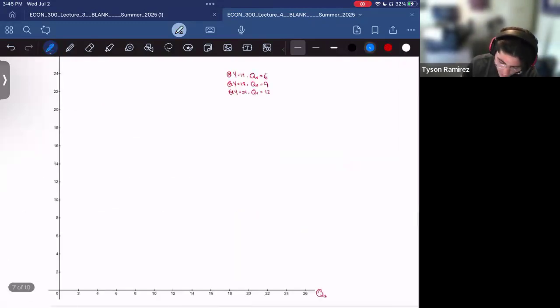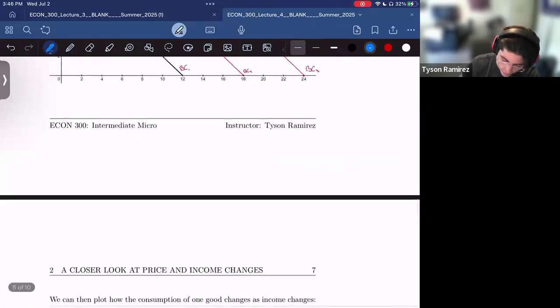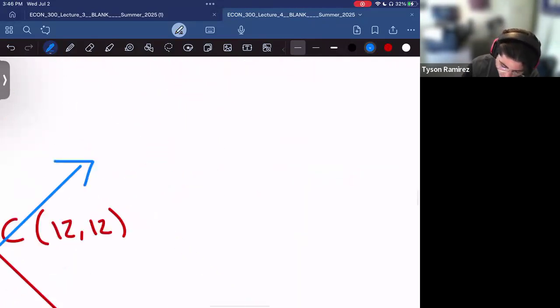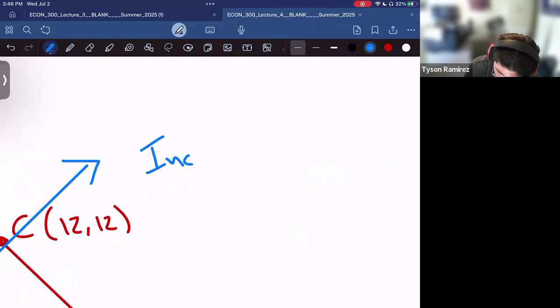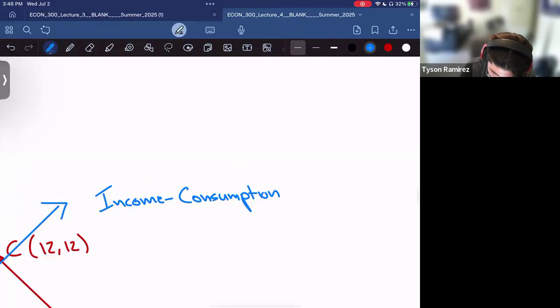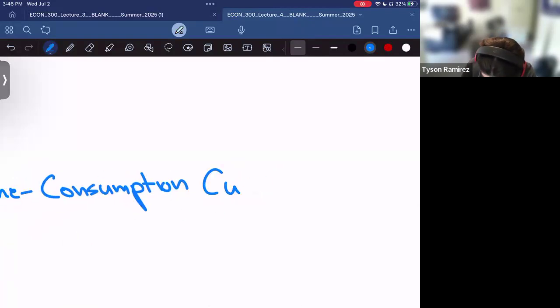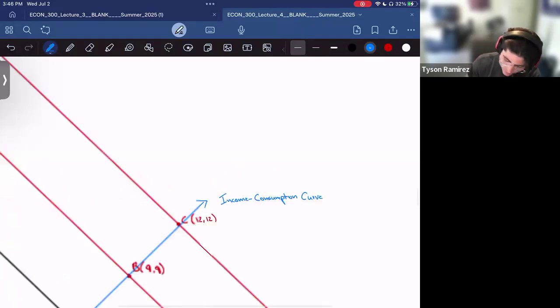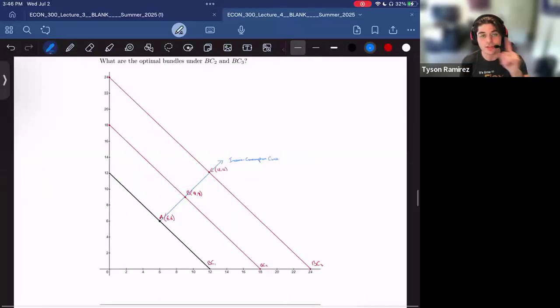And then let me just go back really quickly. I do want to call this blue line right here the income consumption curve. I just thought in my notes that I had referred to it as something else, but I did not. So I was right the first time. Don't second guess yourself. All right, this is the income consumption curve. It plots how consumption changes as income changes, how the optimal bundle changes as the budget curve shifts outwards.